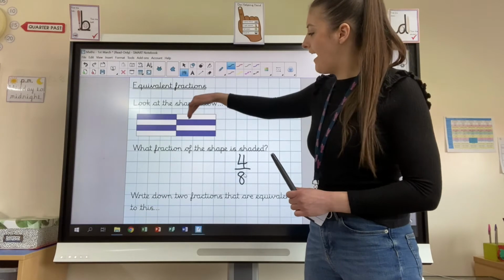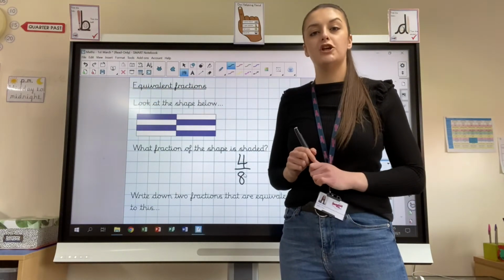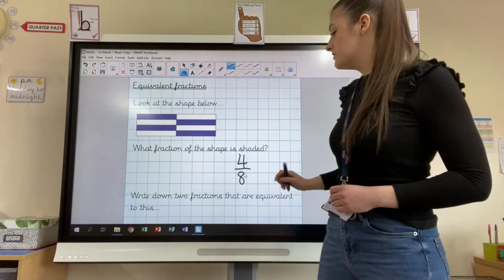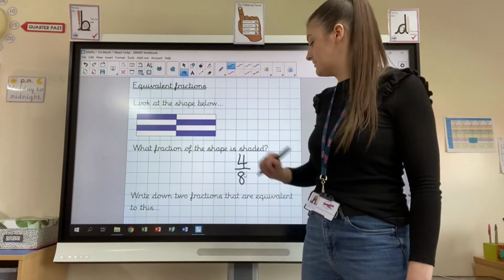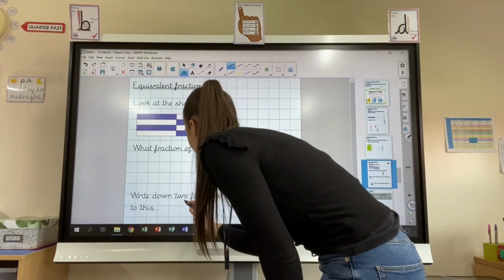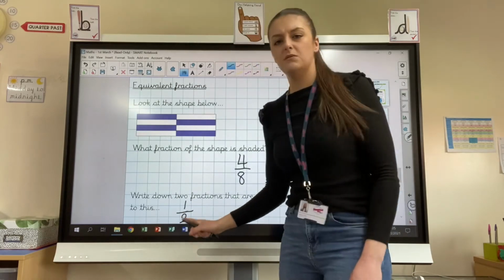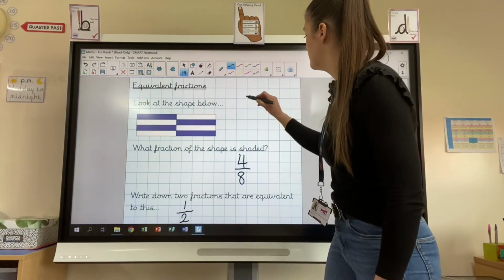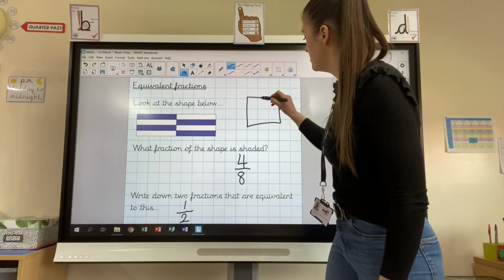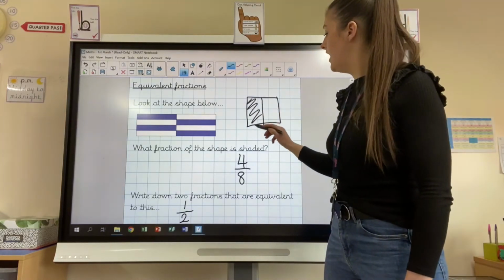Because if I move these blocks to there, half of my shape is shaded in. So if I was to write down 2 fractions that are equivalent to this fraction, I know 4/8 is the same as a half. What else do we know that's the same as a half? I could play around with a shape. So if I split this shape into 2 parts, I've got that as my half.